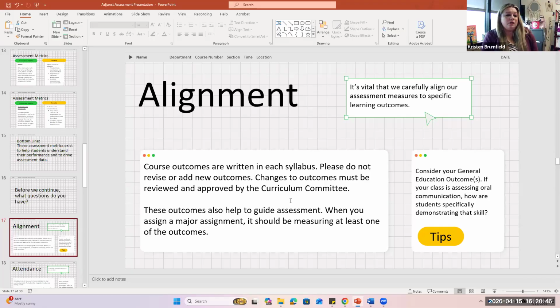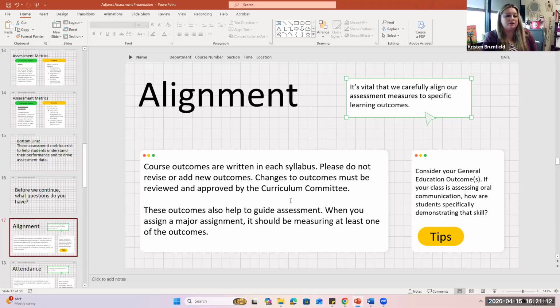The reason those outcomes are there is because the outcomes help to guide assessment. So when you assign a major assignment, like a project, for example, it should measure at least one of the outcomes. A lot of times, if it's a larger assignment, it's probably going to meet 2 or 3 outcomes from your syllabus, because all of that, again, should be in alignment.